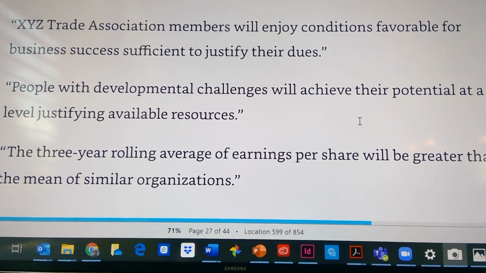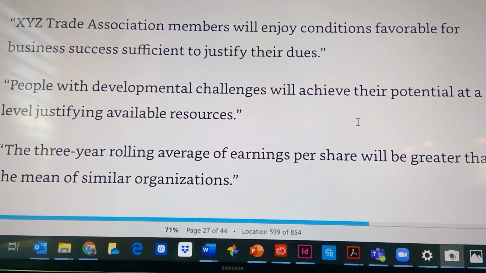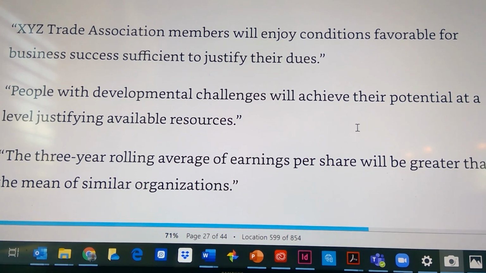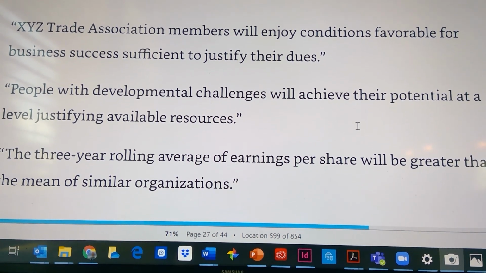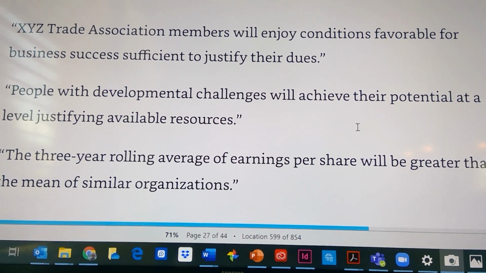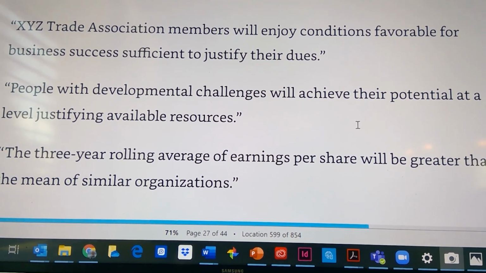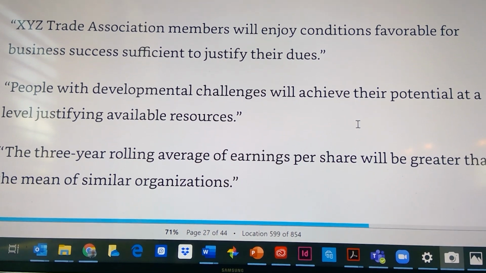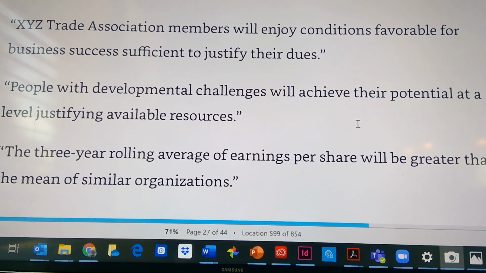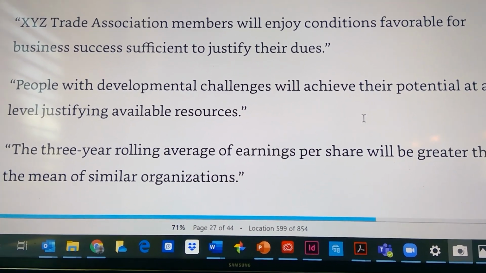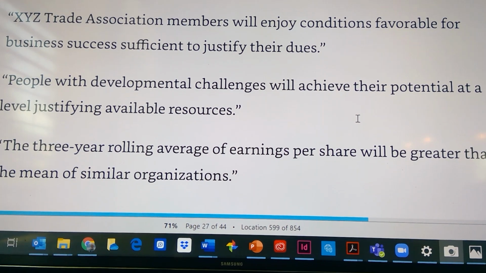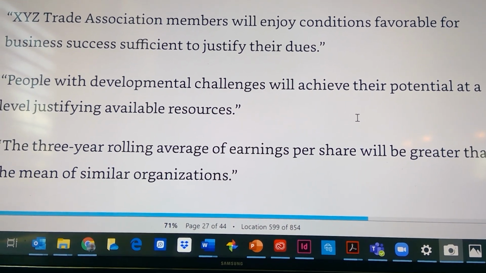XYZ trade association members will enjoy conditions favorable for business success sufficient to justify their dues. Okay, that's one set of ends. Second one, people with developmental challenges will achieve their potential at a level justifying available resources. And here's a third one. The 3-year rolling average of earnings per share will be greater than the mean of similar organizations.